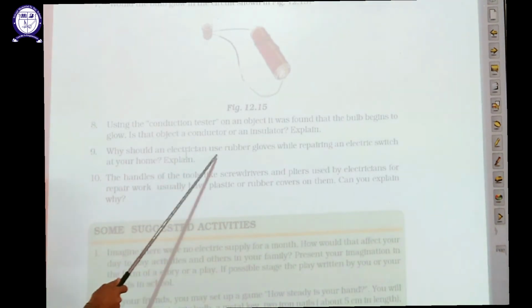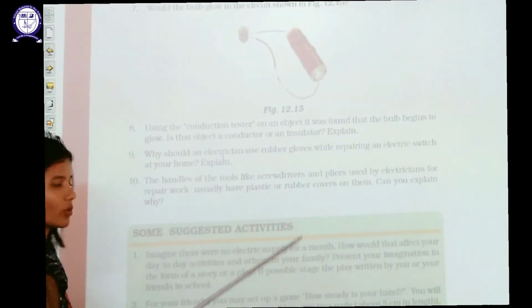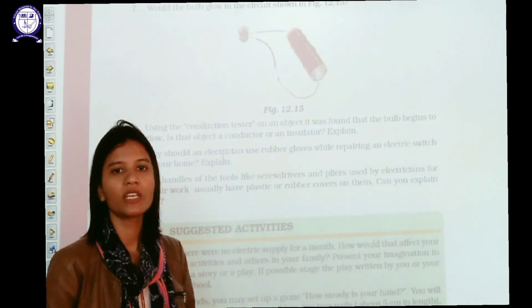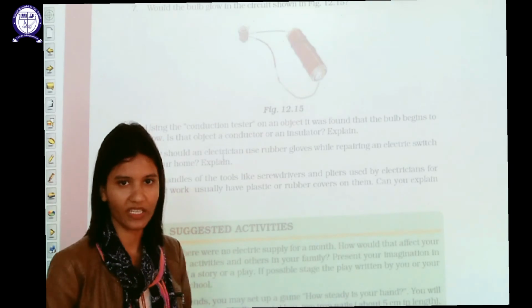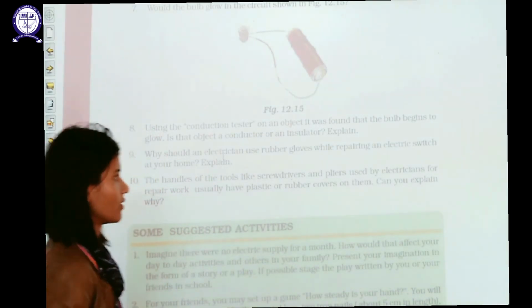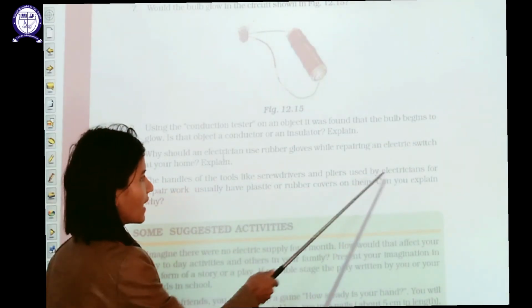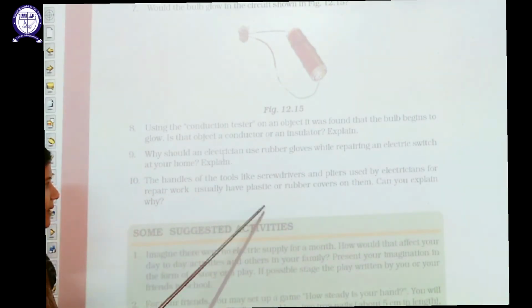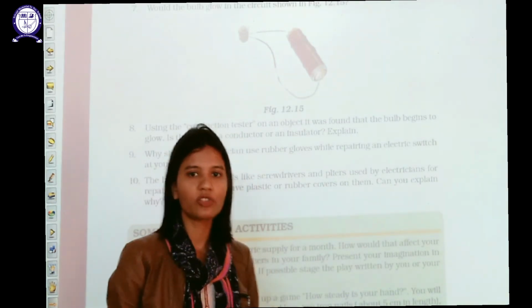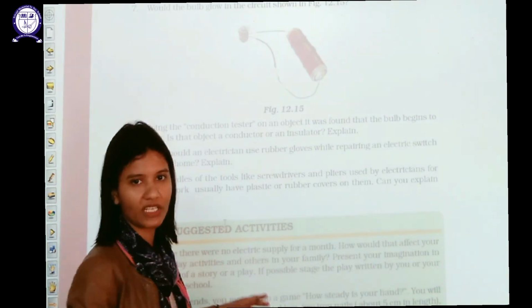Why should an electrician use rubber gloves while repairing the electric switch at your homes? To get himself or herself protected from the electric shock, because human beings are good conductor of electricity. So, that's why they have to use rubber gloves while they repair electric switches. Okay. The handle of the tool like screwdriver and pliers used by electrician for repair work usually have plastic and rubber covering on them, because plastic and rubber are insulator, which will prevent the electric shock. That's why the covering is there on such devices.